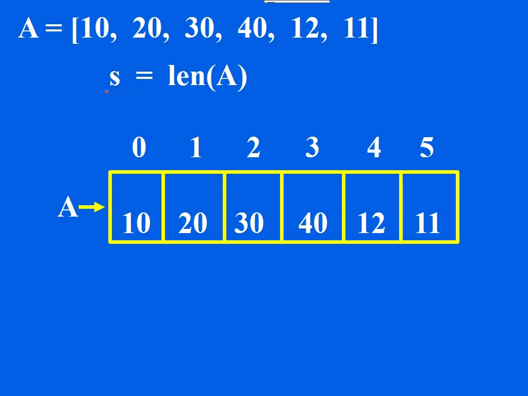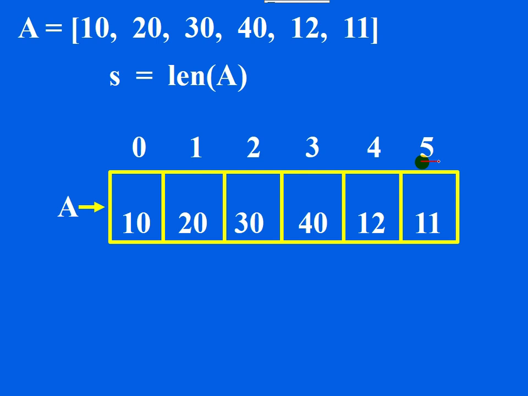I am not using variable name n because n is already used for another purpose, shifting the elements by n positions to the left. So n is already used. So number of elements in A, let me store in variable s, and the s stands for size of list A. So s contains 6.